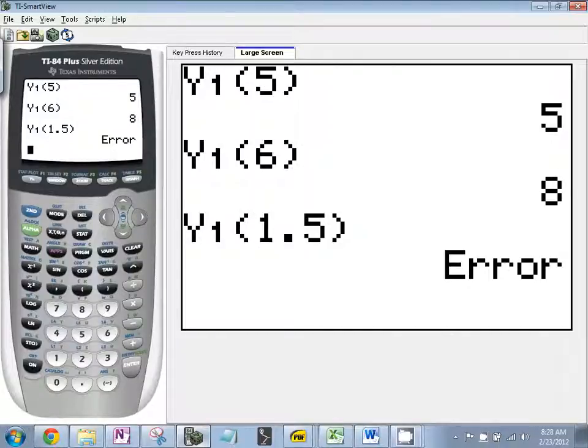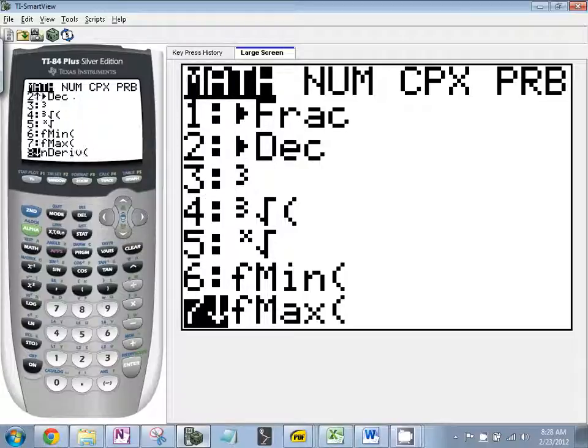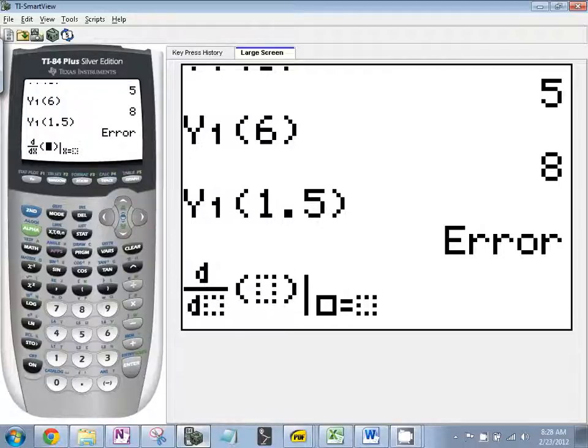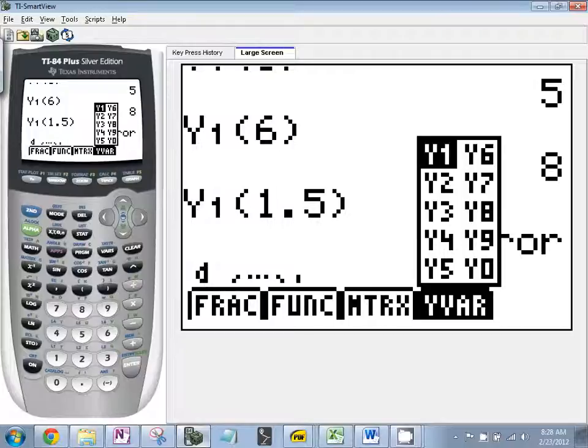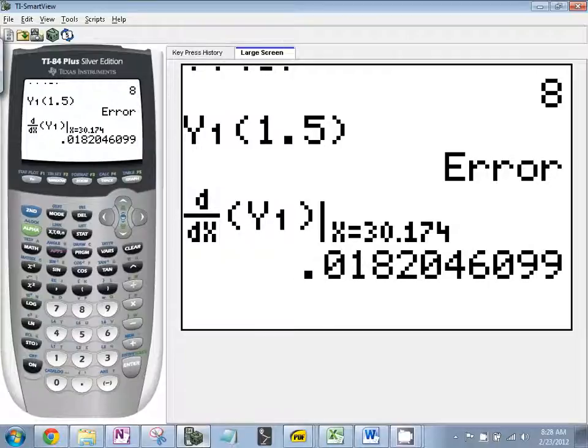Watch this. If you go to math, you have this on your calculator, nDeriv right there. The formatting of mine is a little different, but you can do the same thing on your calculator. Y1, and what are we doing the second derivative at? 30.174. Yep. There it is.